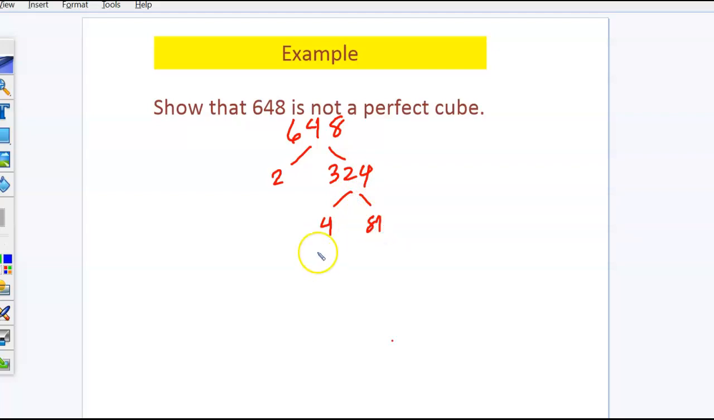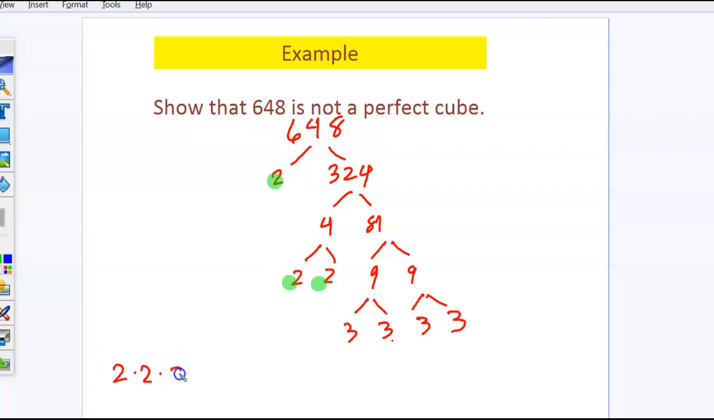324 is 4 times 81. 4 is 2 times 2, and 81 is 9 times 9, and this breaks down to 3 times 3 and 3 times 3. So if we list our prime factors, I have 3 2s and I have 4 3s.